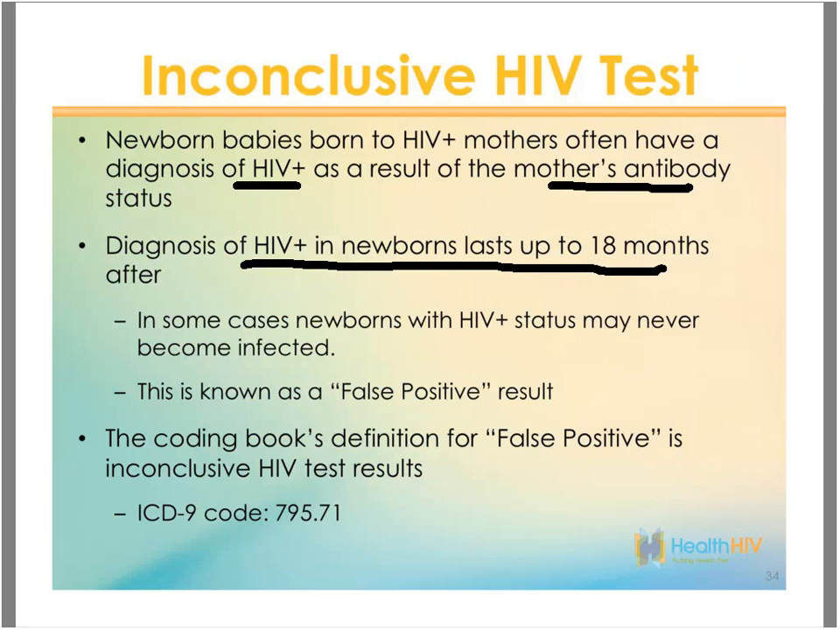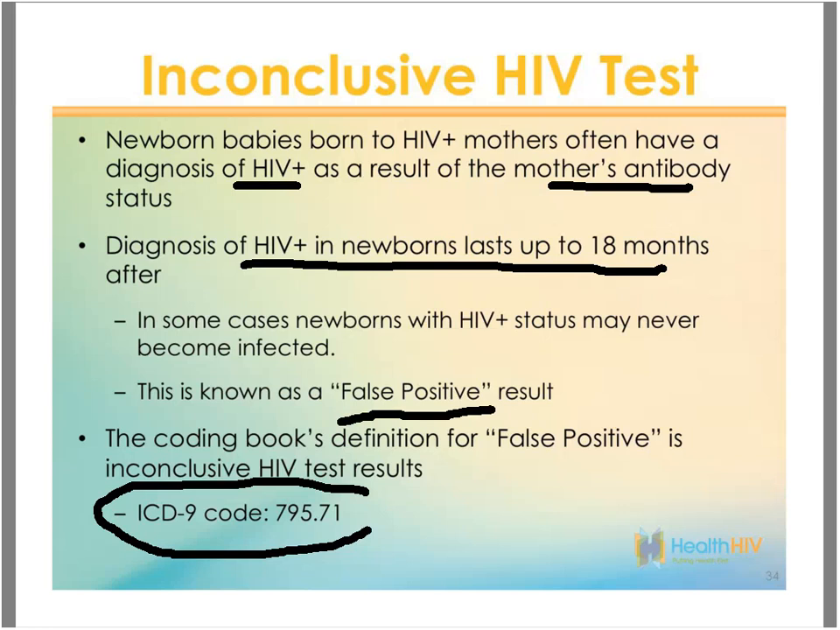So in those instances where you have a newborn baby that's born to a mom that's HIV-positive, the results may end up as a false positive. So the diagnosis code that has been dedicated for this scenario is under the category of inconclusive HIV test, and the code is 795.71.